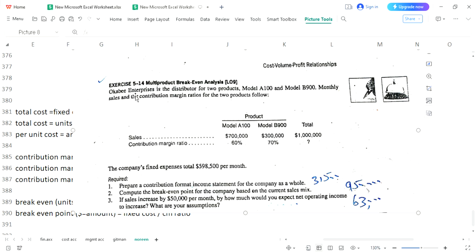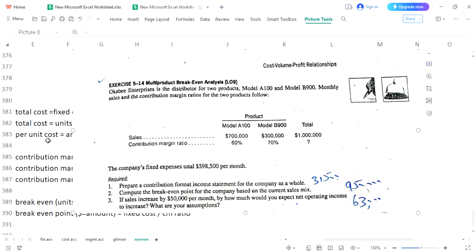Okay, here the name has been mentioned and there are two products, A100 and B900, with monthly sales. Contribution margin ratios are given over here. Prepare a contribution margin format income statement for the company as a whole. As a whole means there are two products, model A100 and model B900. A total income statement is required, but here something is missing. Total contribution margin ratio is not present over here. So that's the task we will complete.